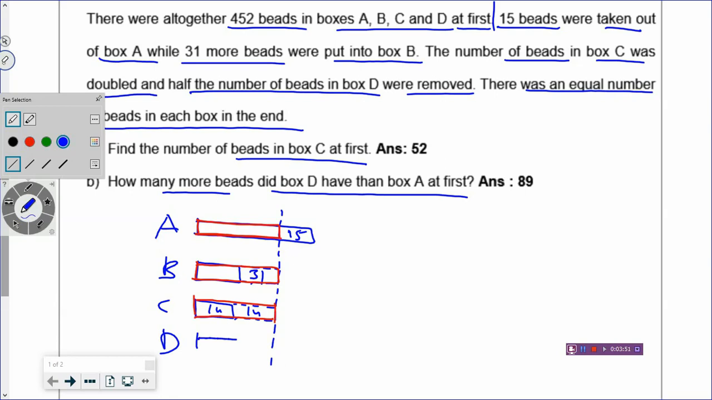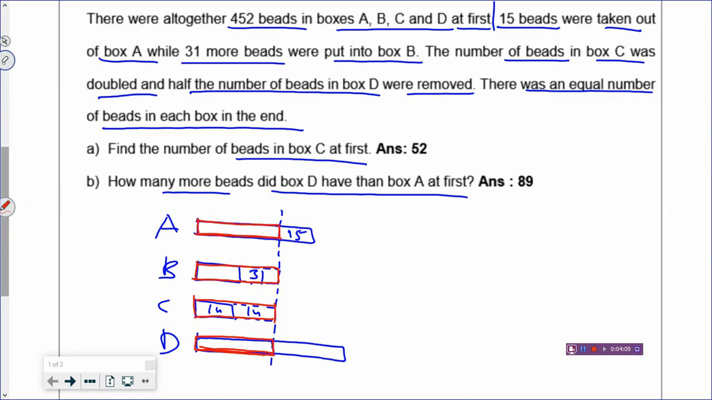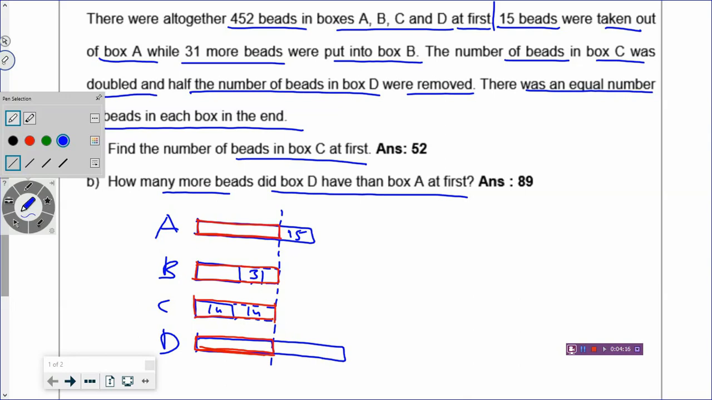And then half the bits in box D were removed. So box D must have quite a long rectangle. And you remove half of the bits, and then the other half is left. So again, you have an equal number. Now you can see that in the end, all the bits in all the boxes became an equal number, and they are all represented by the red boxes. So what is the total at first? Now we can go back to the first sentence and put down the total, 452 at first.